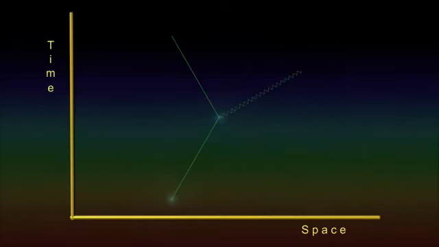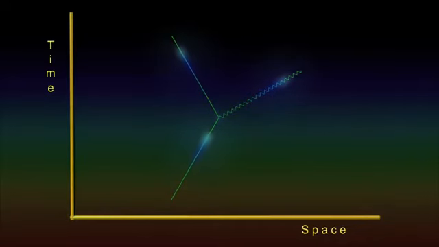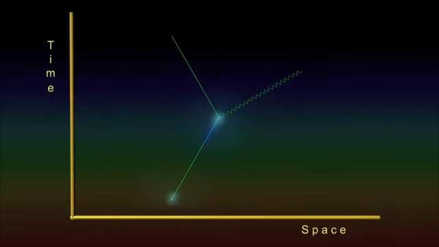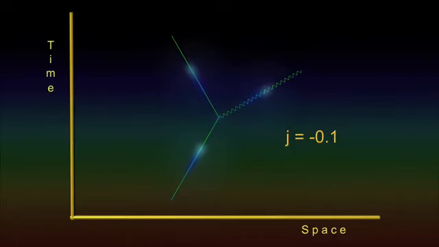The third basic action is an electron emits or absorbs a photon. This action is called a coupling. Every coupling is a junction between 2 straight lines and a wavy line. There's no complicated formula for the amplitude of coupling. It is just a number, and we call it J. Its value is about negative 0.1.